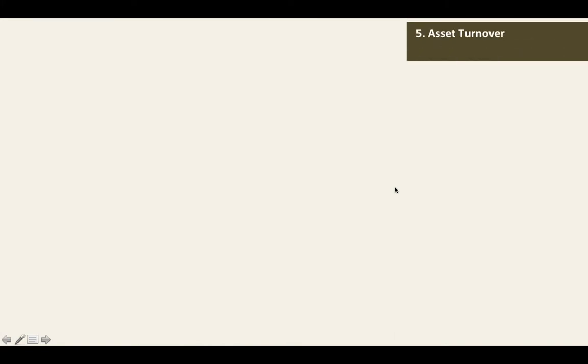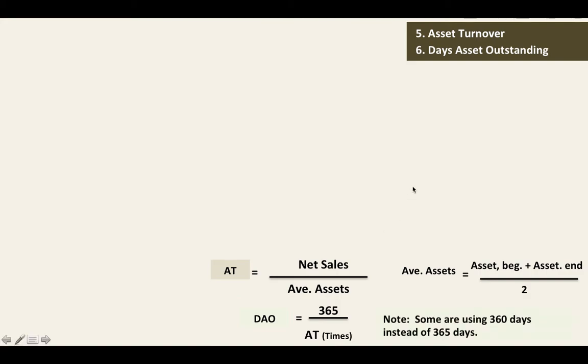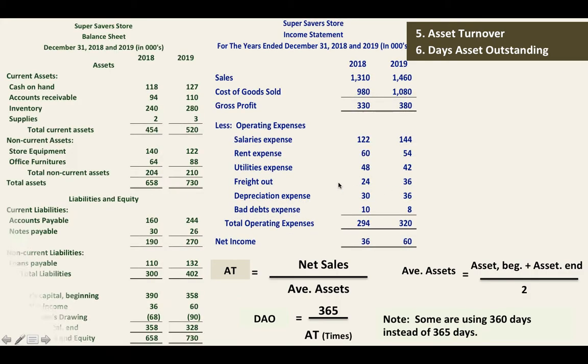Now let us continue, and we are going to discuss asset turnover and days asset outstanding. And the formula is net sales over average assets. Again, in computing the average assets, you have to get the beginning plus end divided by 2. And for days asset outstanding, it will be 365 over asset turnover. Okay, class? And we need the income statement and the statement of financial position.